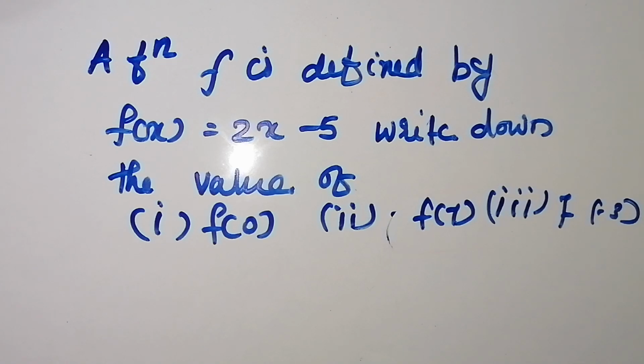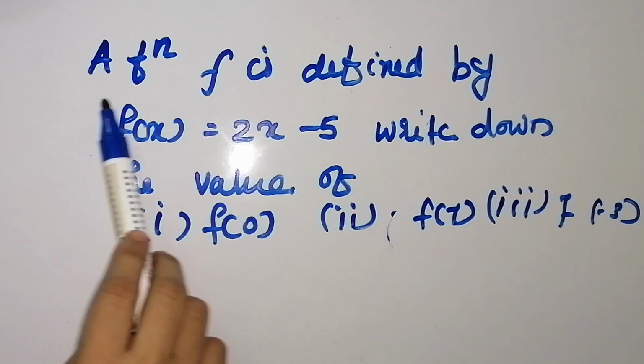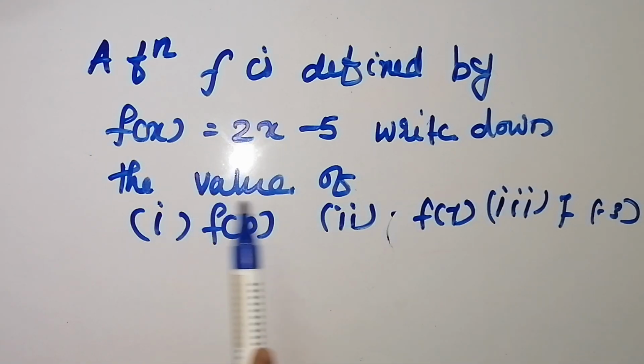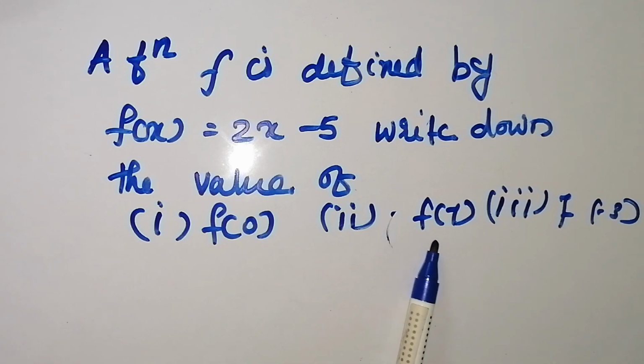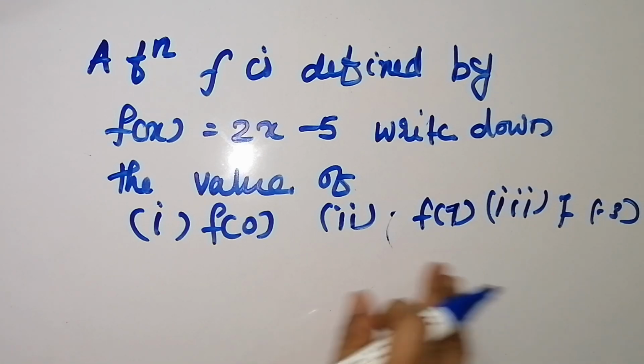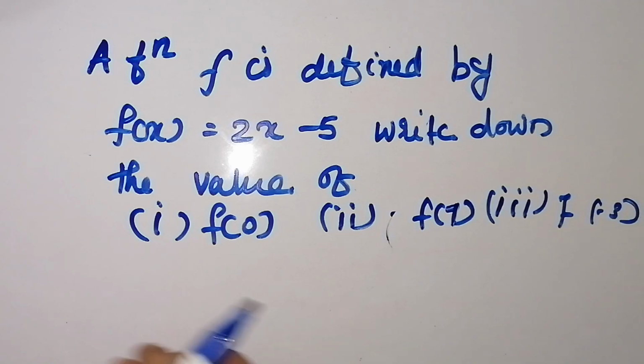This is our third problem from exercise 2.3. A function f is defined by f of x equal to 2x minus 5. Write down the value of f of 0, f of 7 and f of minus 3. So this is a very simple problem.